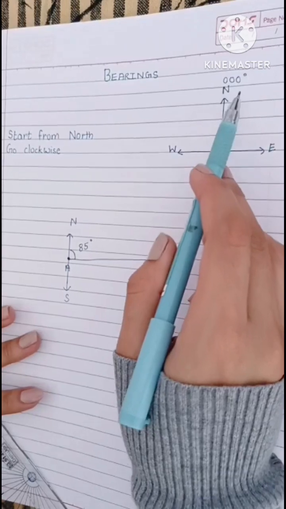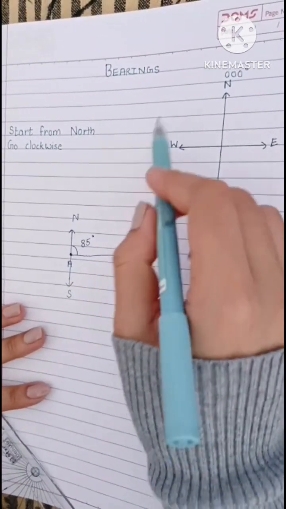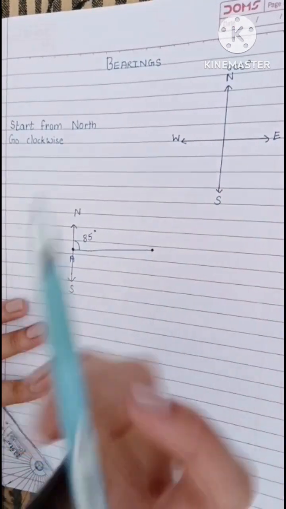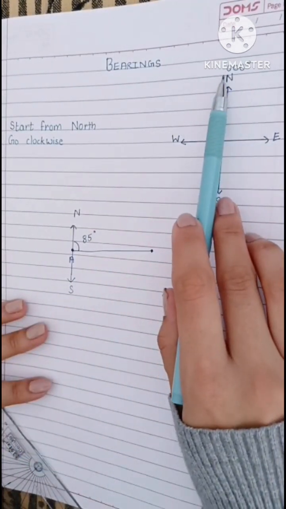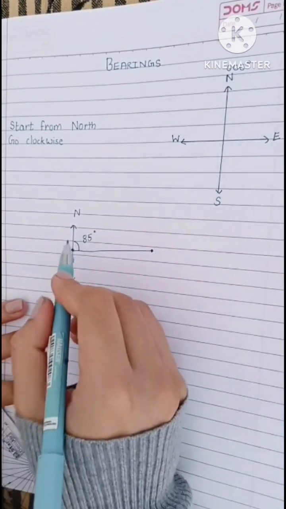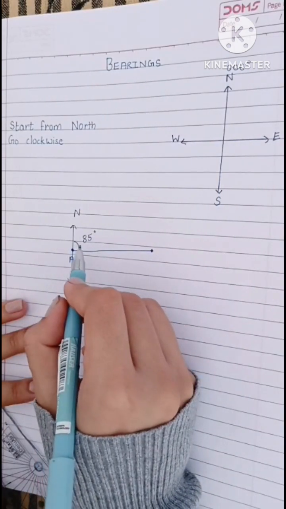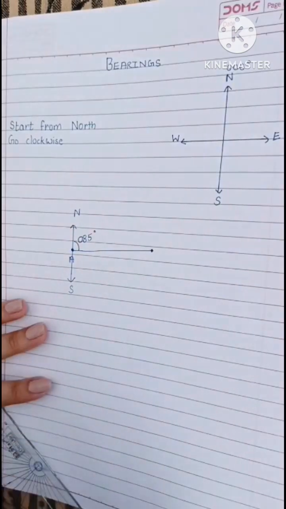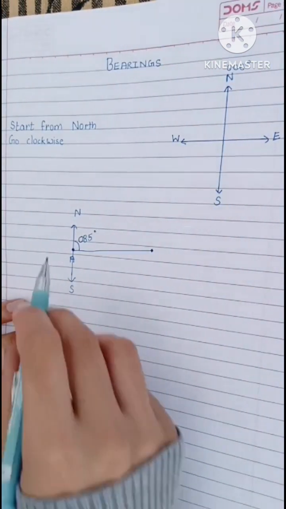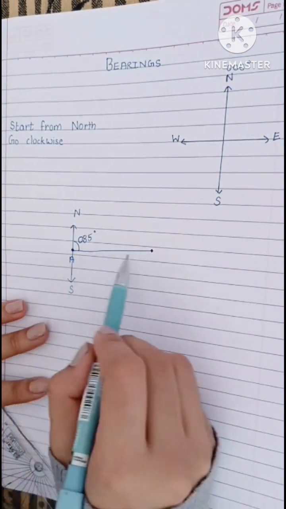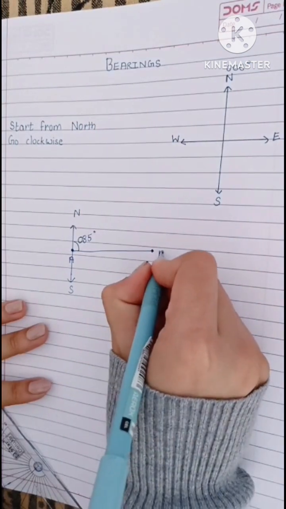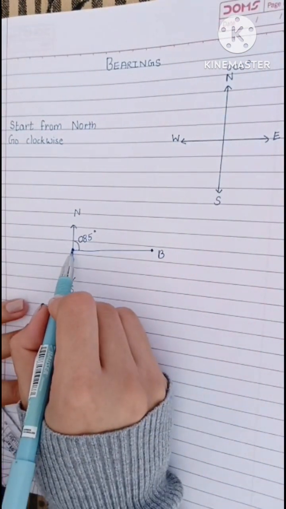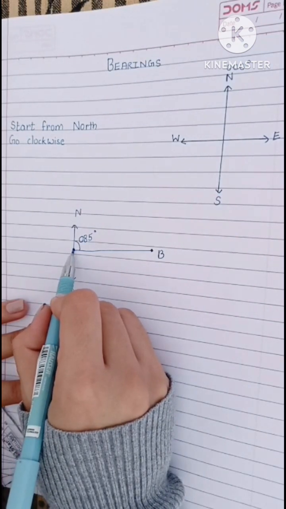As we always write bearing in 3 digits, why do we write in 3 digits? As the complete angle is 360 degrees, which is a 3-figure number, we also write bearing in 3 digits. So if the bearing is 85 degrees, we write it as 085. Okay, so that's the bearing of this point B, where your flight is now, from the starting point A.